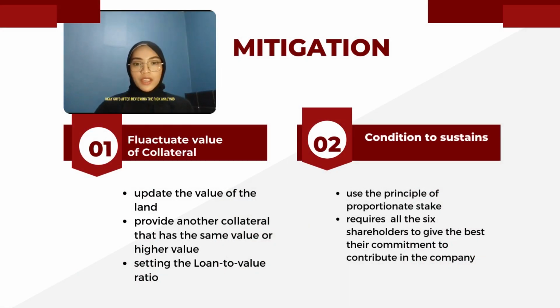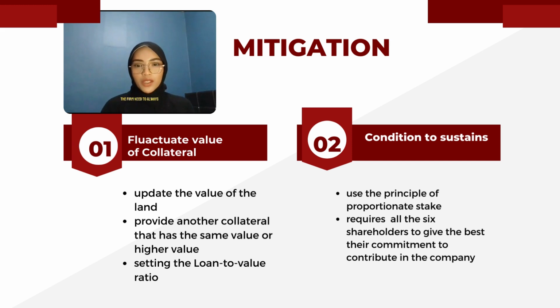Okay guys, after reviewing the risk analysis, the loan application is within acceptance. But we as credit officers have to mitigate several risks based on the principle of lending. There are two risks that we are able to detect, such as inflating value of collateral and the firm not being able to sustain paying the loan when external influence happens. So these are a few strategies that we can take to reduce the risk.